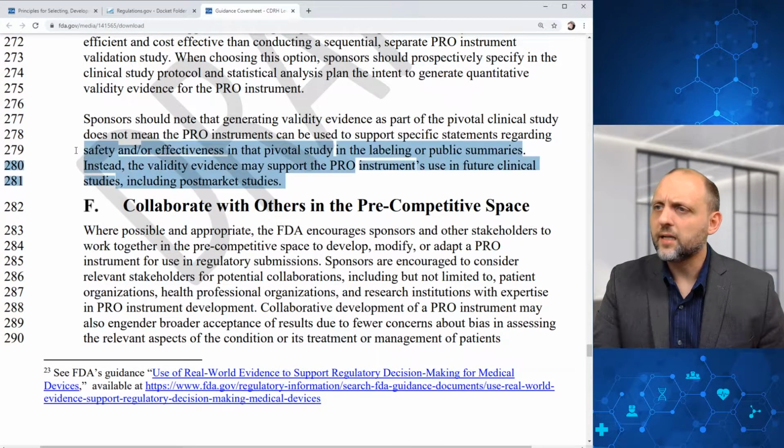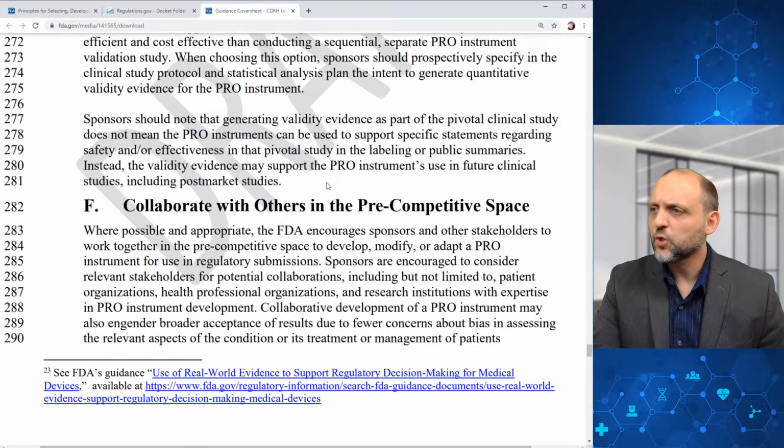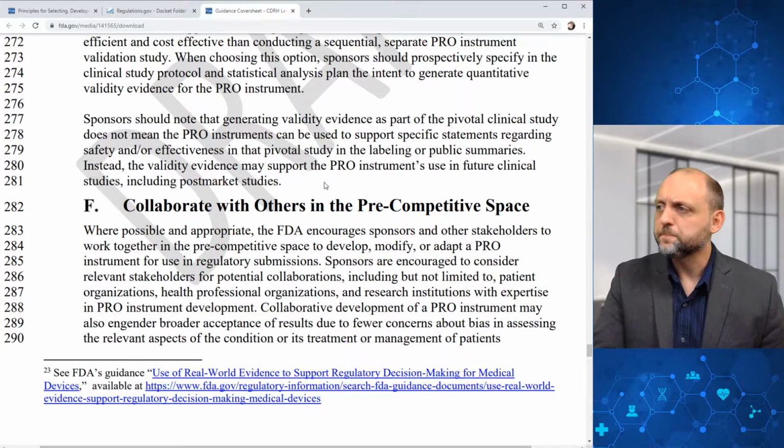Now, I think that might depend on how you structure it. So it'll be curious to see how this develops. Because if you use the PRO to generate quantitative validity evidence, but that validity evidence isn't valid, it seems a bit problematic. So we'll see how that develops.